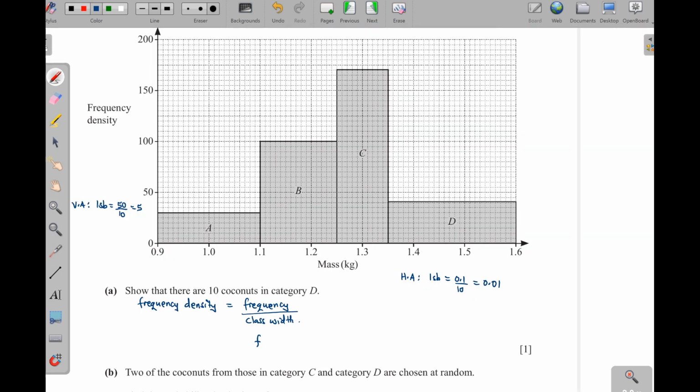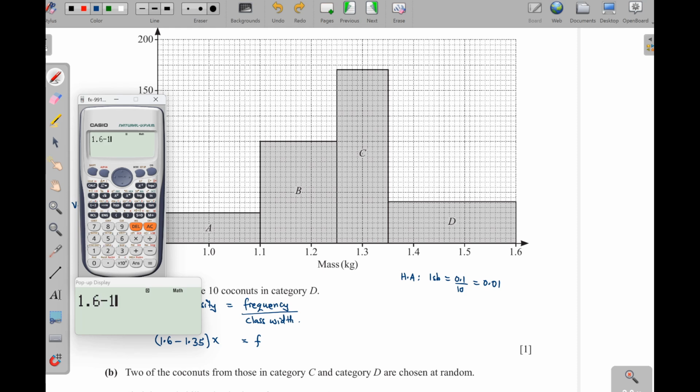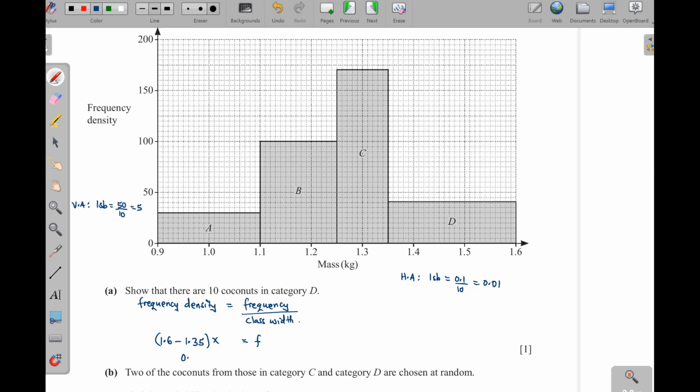Now, our frequency here is going to be equal to frequency density times the class width. So what is the class width? It is this one. So it is going to be 1.6, then we subtract this 1.35, not so? And that's 1.35. Then times. First of all, what do we get here? 1.6 minus 1.35, you get a quarter, or 0.25, not so? So this is 0.25. Then times what? Then gives us a 10.